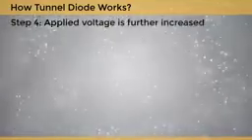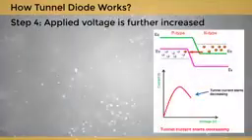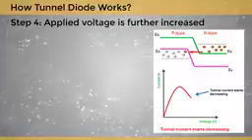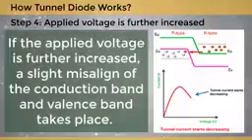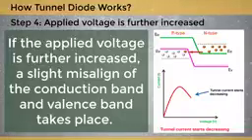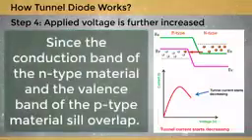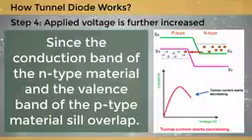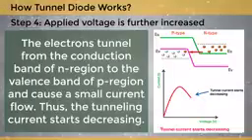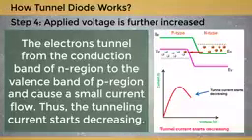Step 4. Applied voltage is further increased. If the applied voltage is further increased, a slight misalignment of the conduction band and valence band takes place. Since the conduction band of the n-type material and the valence band of the p-type material still overlap, the electrons tunnel from the conduction band of n region to the valence band of p region and cause a small current flow. Thus, the tunneling current starts decreasing.